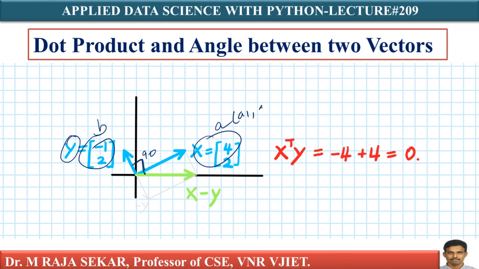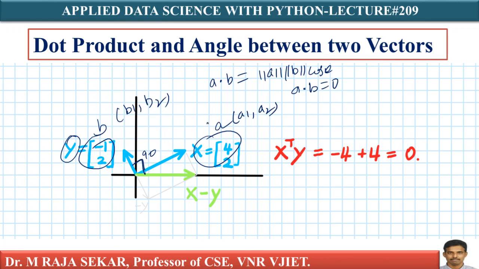Let me say A is A1, A2 and B is B1, comma B2. What is my A dot B? A dot B is norm A into norm B into cos theta. What is my theta? Theta is 90 degrees. Cos 90 means 0. Therefore, A dot B equals 0. If the dot product between A and B is 0, we know that these two vectors are perpendicular to each other.